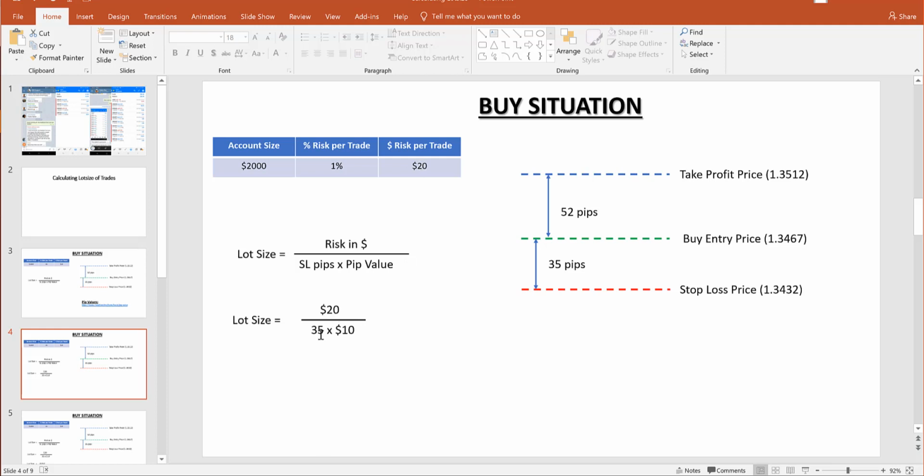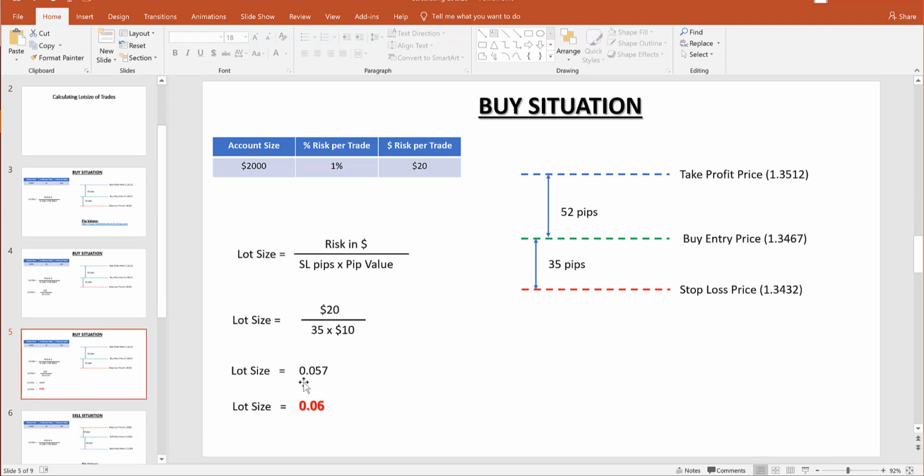So 20 over 35 pips times 10, the pip value that we just saw for Euro USD, would then give us 0.056. But remember, the lot size is only in 2 decimal places. So if we're going to get the 2 decimal place for this, it will be 0.06. So this will be our lot size for that trade.